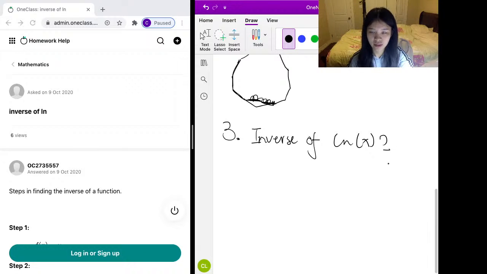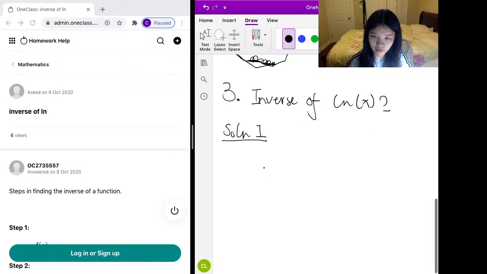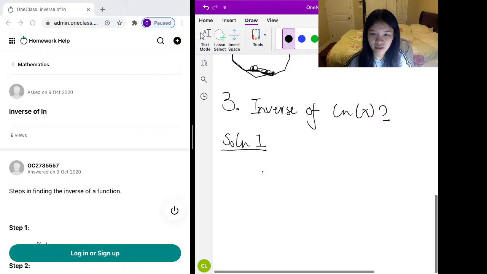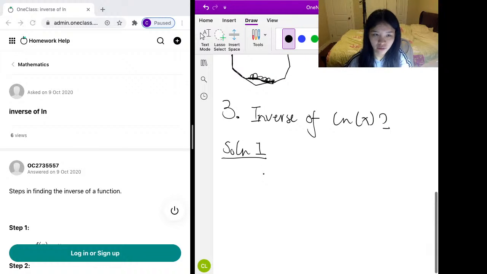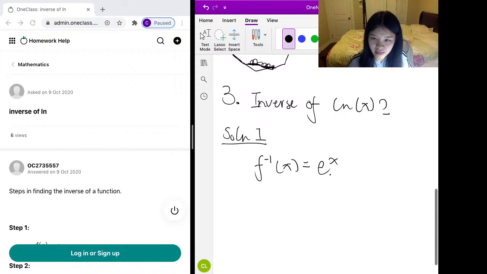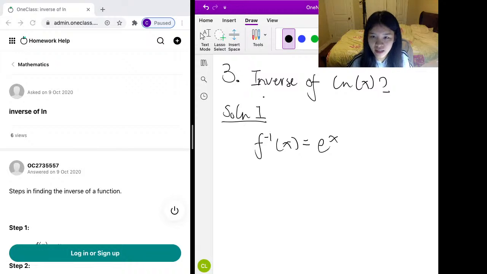This is our question, and there are two ways to answer it. First, we can just answer directly, saying that the inverse function of ln x is e^x, because by definition, the inverse of the function ln x is the exponential function e to the power of x. So this is our first solution.